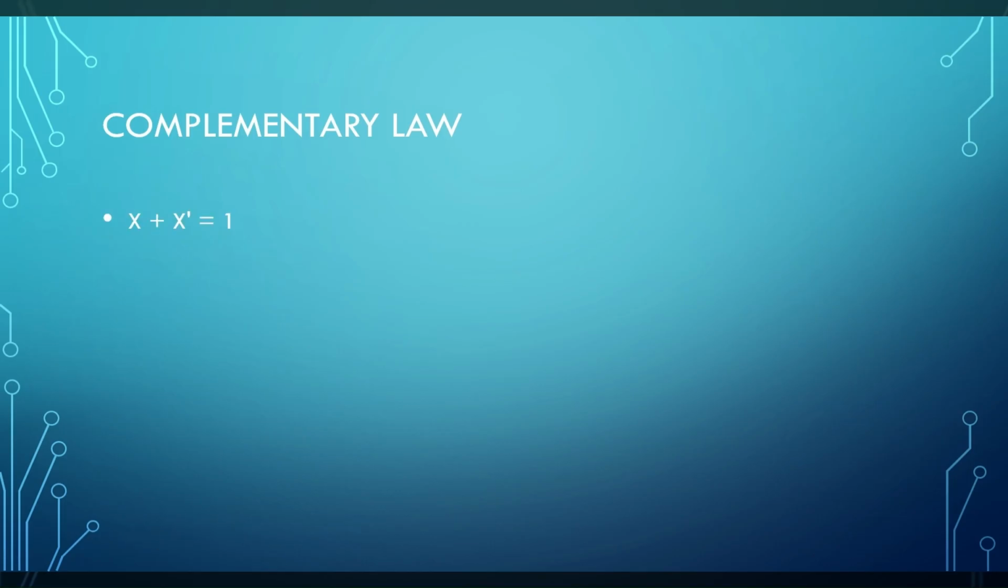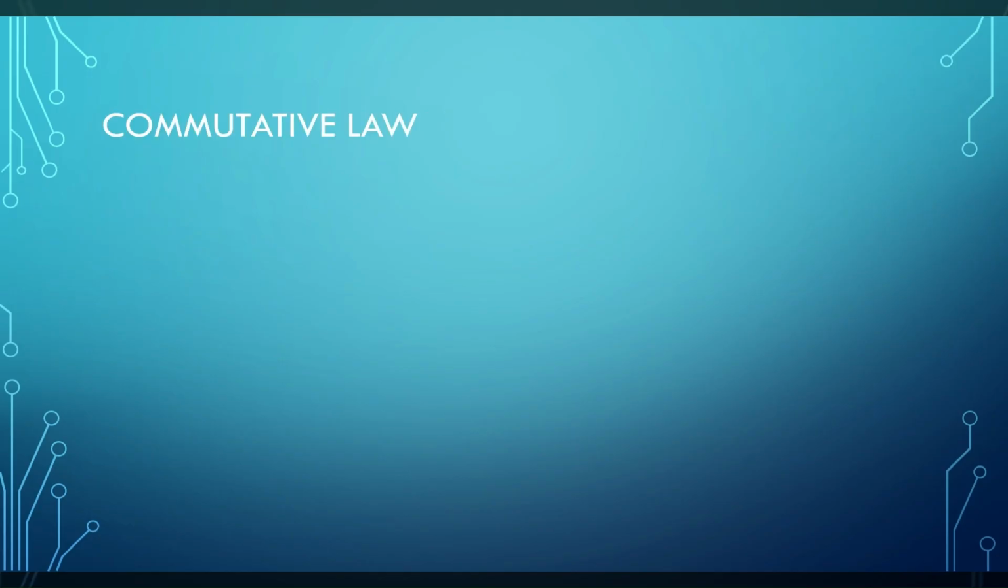Next we have complementary law. Here x plus x complement is 1. See, 0 plus 0 complement is 0 plus 1, which is 1. So this law also follows. Next is x into x complement gives 0. A simple way to learn this is that in place of plus, write dot, and in place of 1, write 0. Then if you learn one law, you will be able to formulate the other law.